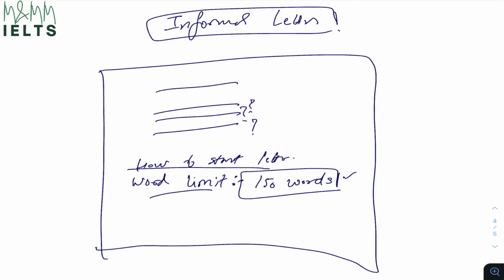Now, 150 words doesn't mean you have to write exactly 150 words. The closer you are, the better. But if you write 180 words, 190 words, or 170 words, it should be okay. It's not going to impact your band score. But if you write 140 words or 130 words, less than 150, there is a chance you will lose your band score, because they are saying write at least 150 words.